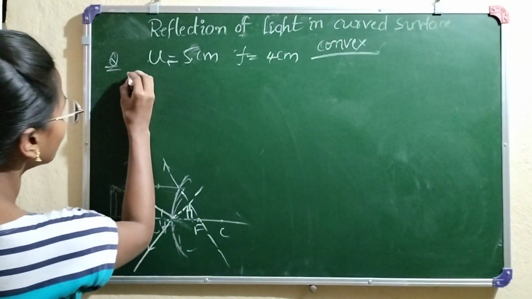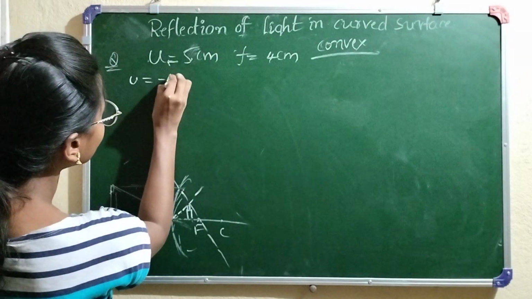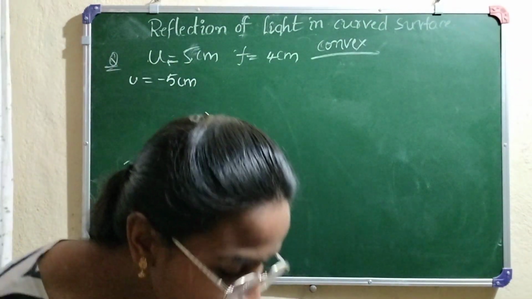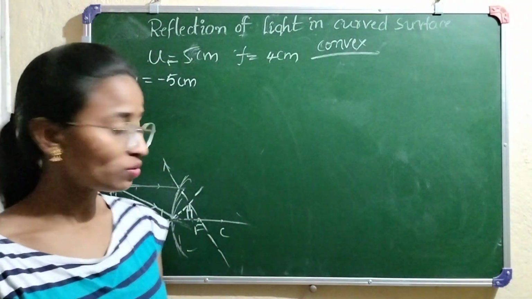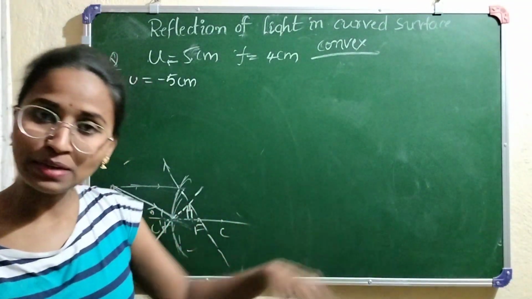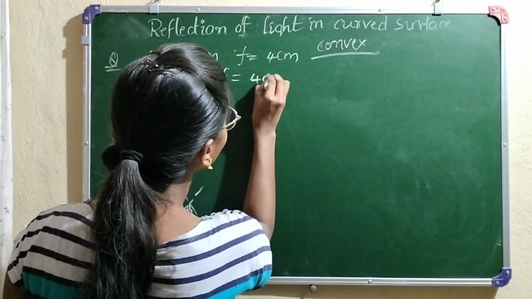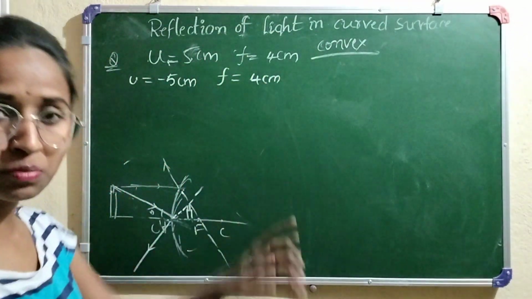So now see, actually this is a case, so I am erasing that one. Now apply sign conventions. Minus 5 centimeters. This is a convex mirror, I said. So the focal length will be in the same direction of the incident ray, so the focal length will be positive only. Am I clear? It will be positive.